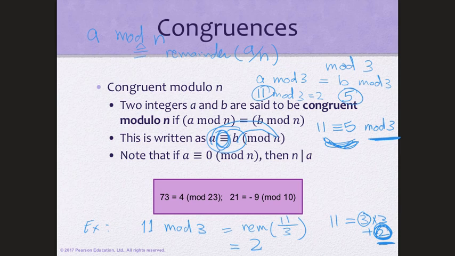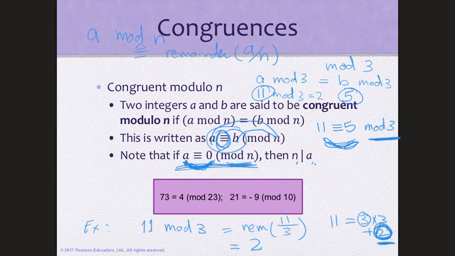Now, if two numbers are congruent to each other, we have defined what this means. Based on this definition, a number is congruent to 0 mod n only if n divides that number. Right? Because again, this statement means that the remainder of dividing this number by n is equal to 0. And if the remainder of dividing a by n is equal to 0, this is the same meaning as n divides a. Right? n is a divisor of a.